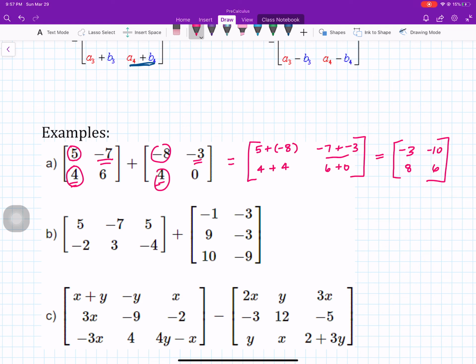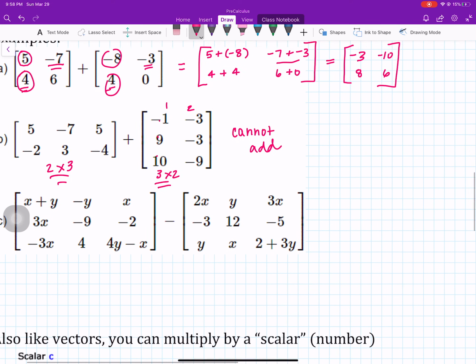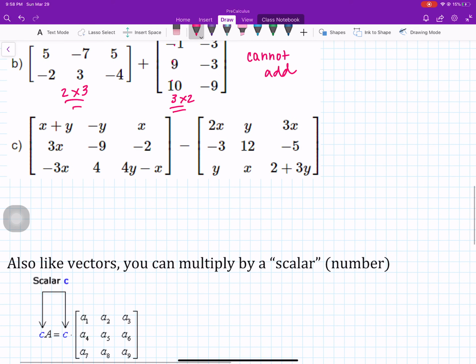Now, example B here, if you notice, I have a 2 by 3 matrix, but here I have a 3 by 2, 3 row by 2 column matrix, which means I cannot add these because they're not the exact same dimensions. So you cannot add. And sometimes we like to get a little fancy with the things we put in our matrix. So even though this matrix looks very complicated, we can actually add the matrices, or in this case, we're subtracting. So again, be careful when you're subtracting matrices.